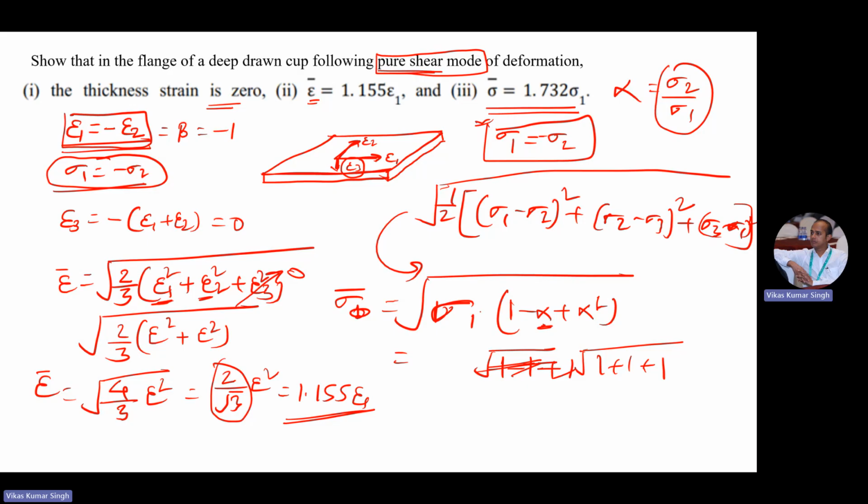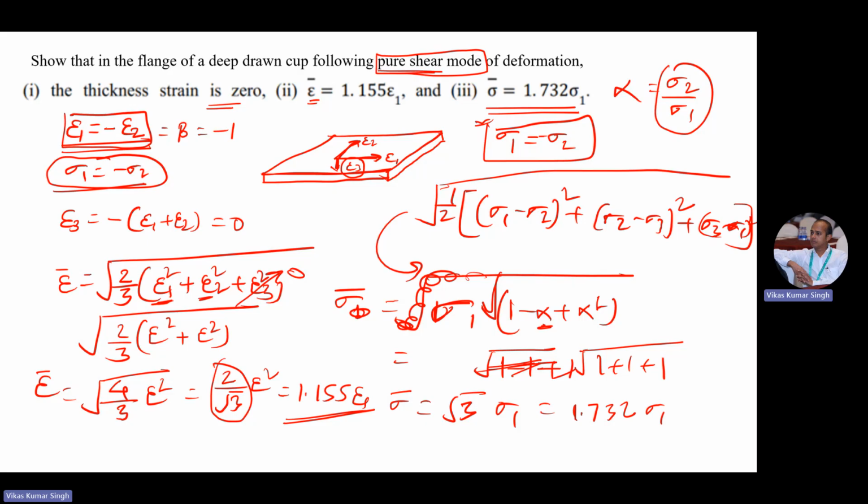This part is up to here only. So this is going to become √3 into sigma 1. This is the effective stress, which is 1.732 sigma 1.